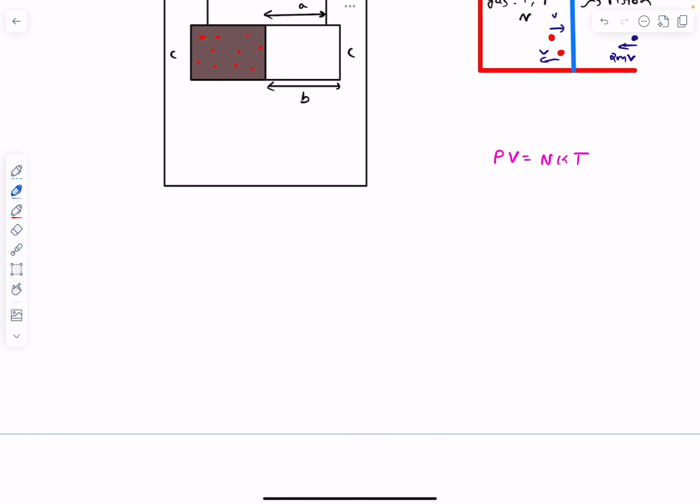Now we are going to slightly modify this equation. We'll send the volume to the other side, and we get P equals N by V times KT, and N by V is called the molecular density, or the number of molecules in a unit volume of the container, multiplied by KT. So we can write P as just nKT.